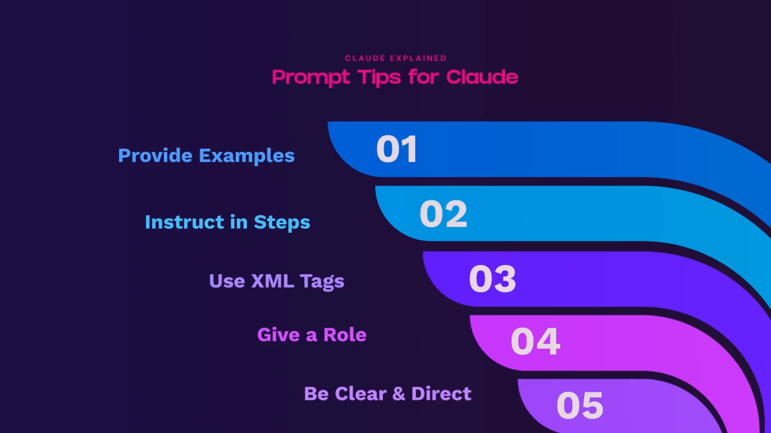And lastly, be clear and direct. Always try to clearly explain the task and its goals to improve the output. Don't just say, make me this. Instead, try to explain what you want to be made and what kind of features should be included in what you're trying to create. And the more specific you can get with this, the better.